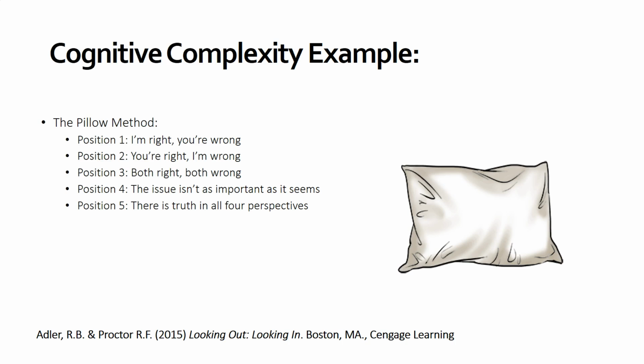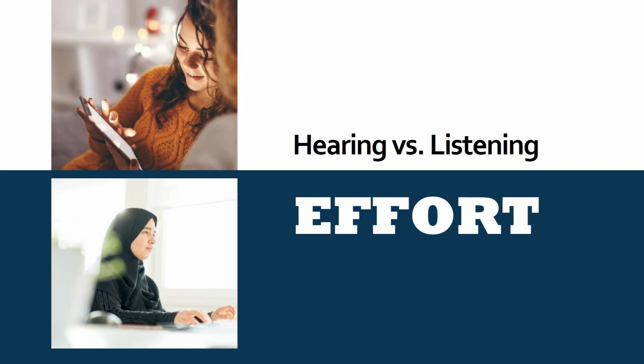It is possible that I'm right and you're wrong, or you're right and I'm wrong. We could both be right or both wrong, or the issue just really doesn't matter, or there might be some truth in all of that. In other words, I could be somewhat right, but maybe I'm a little wrong in another area, and same for you. Or just, who cares? Let's move on. Keep that pillow method in mind, and you might be able to laugh about some of your conflicts.